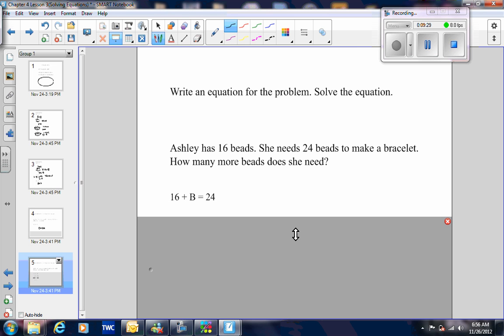16 is what she has right now. She needs some more beads. And then she'll have 24, which is enough to make a bracelet. So this is the way it would have been written. Some of you may have seen more than, or how many more, and you might have done the subtraction problem. So maybe you would have written something like this. 24 is what she needs. She has 16. And this is how many beads she needs still. If you had something like that, that's totally correct. Many times in math, there's more than one way to solve a problem.